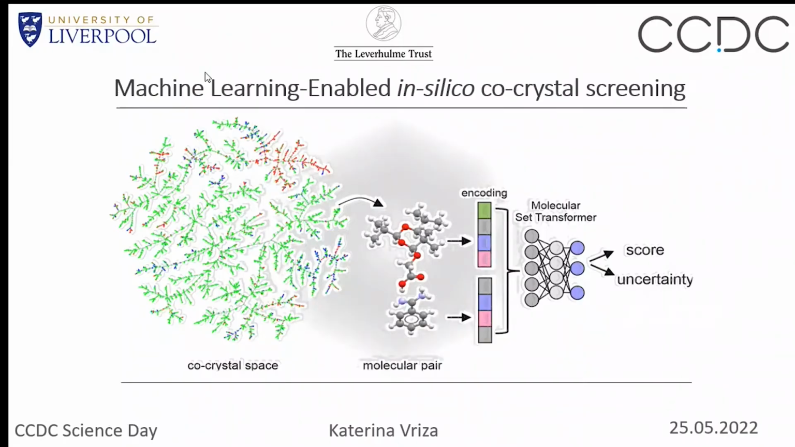So hello, I'm going to give an overview about my work for my PhD at the University of Liverpool. Our goal was to build a machine learning model to be able to do in silico co-crystal screening. I will start by describing the whole project roadmap as it started and how it ended up.